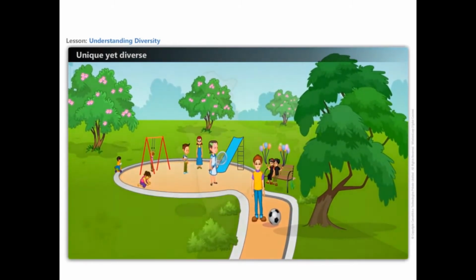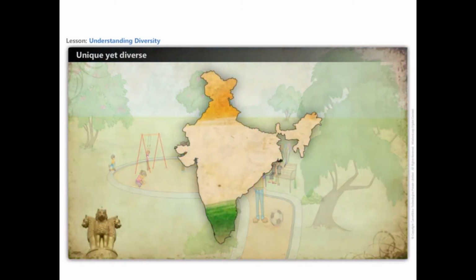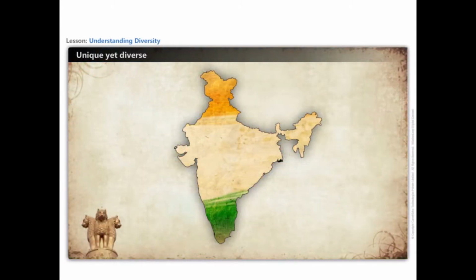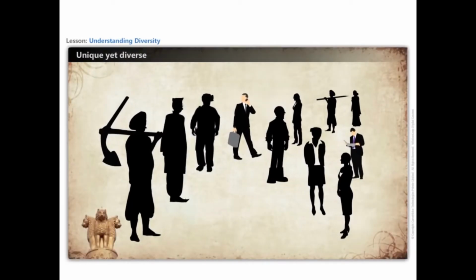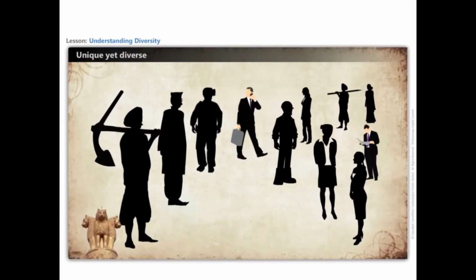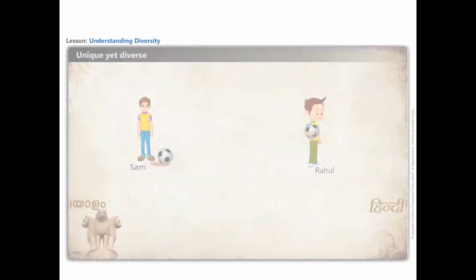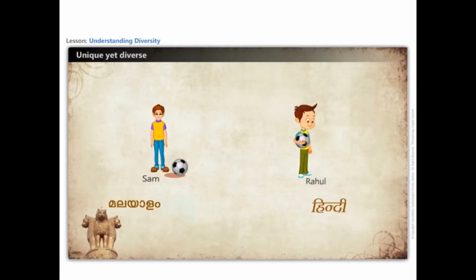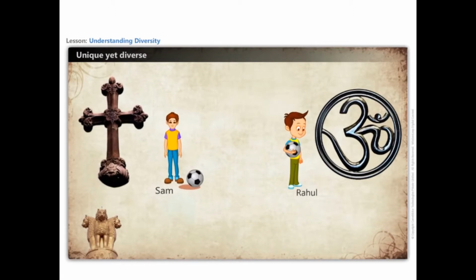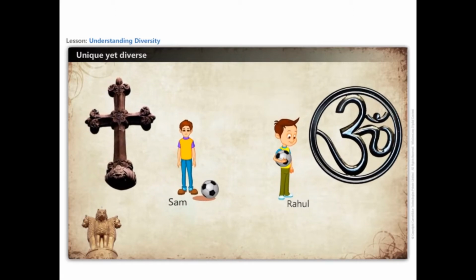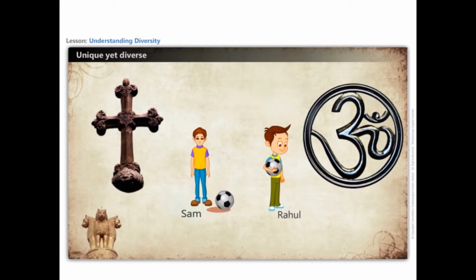The same is true if you look around in your neighborhood or extend this thought to the whole country or world. Each individual is unique and yet different from each other. Like Rahul and Sam speak different languages. They have different religions, like Sam is a Christian and Rahul is a Hindu.